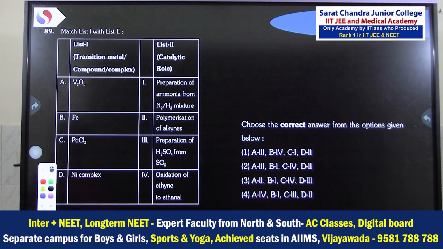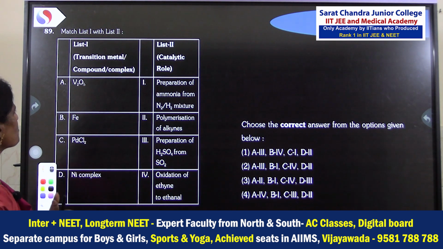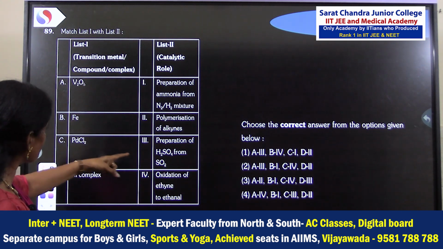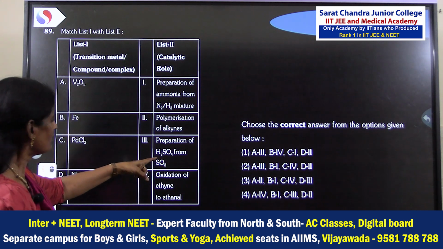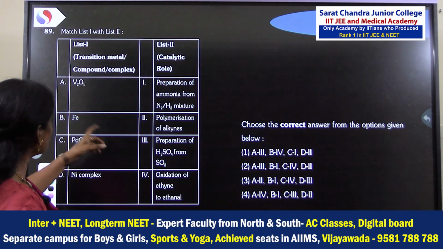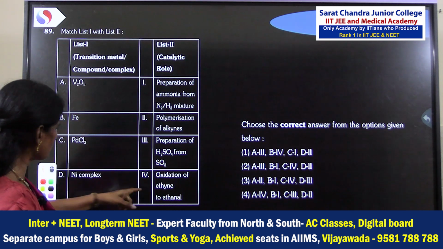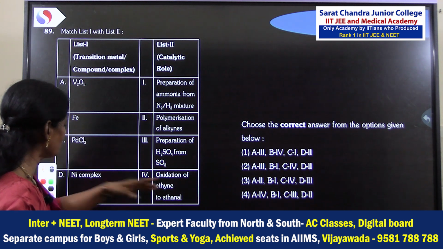Next, 89. Match list 1 with list 2. In list 1, transition metal compound or complex. List 2, catalytic role. Vanadium pentoxide catalyst is used in the contact process, which is already covered in first year chemical equilibrium. Haber's process and preparation of sulfuric acid are from second year, sixth group, sulfuric acid preparation. And polymerization of alkynes is also in polymers, alkynes, oxidation of ethyne to ethanol.